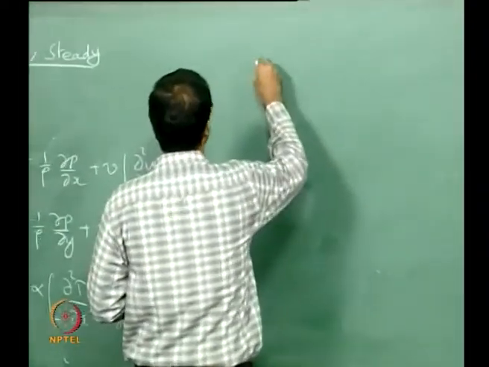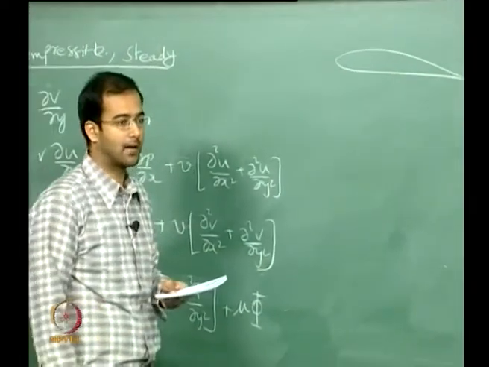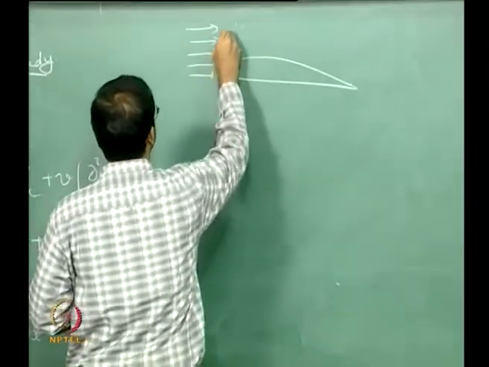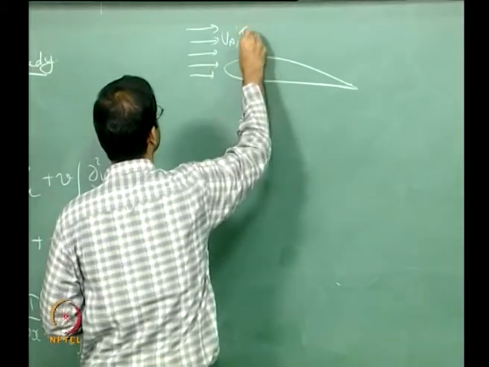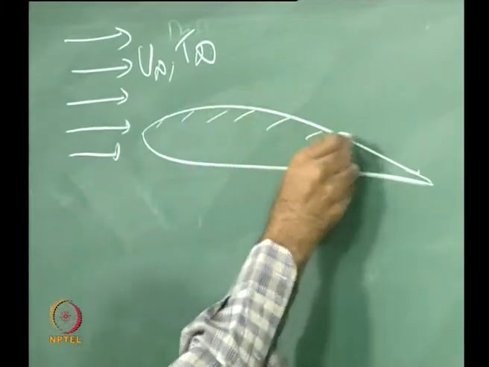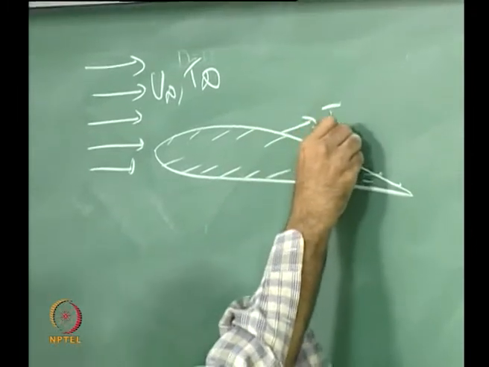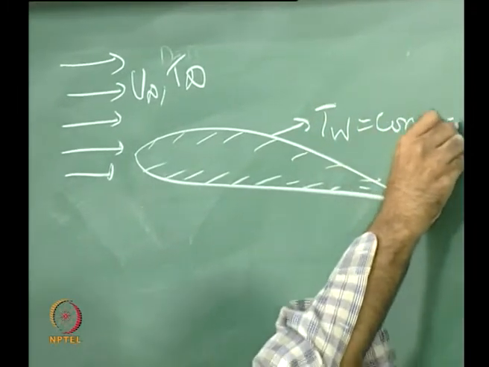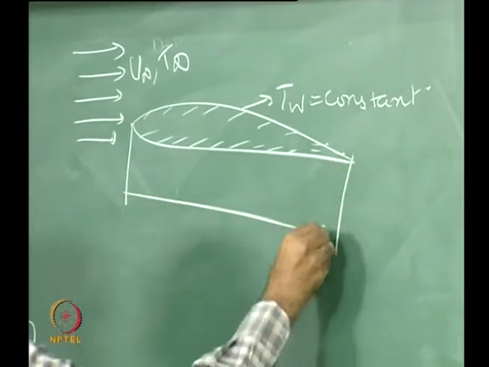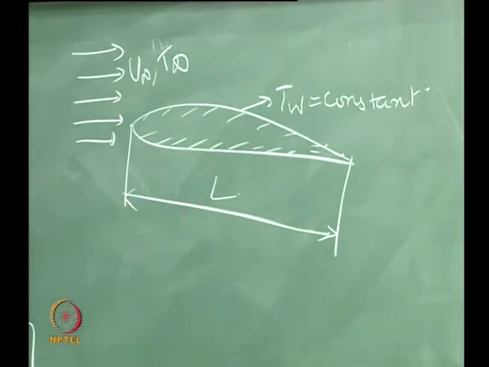Suppose you take any flow, say past an airfoil or past a flat plate. You have your free stream, which is described by your free stream velocity and temperature, and you can also maintain the surface of the airfoil at an isothermal condition such that T wall is constant, and let us say the characteristic dimension of this particular airfoil is given by the chord length, which is L.